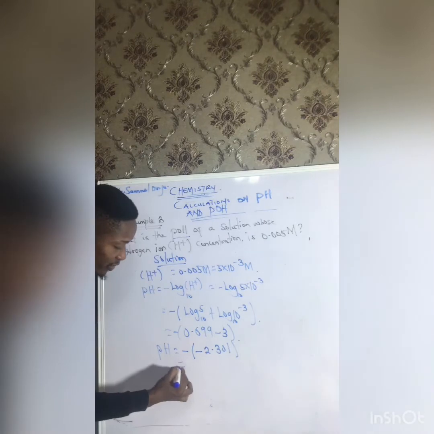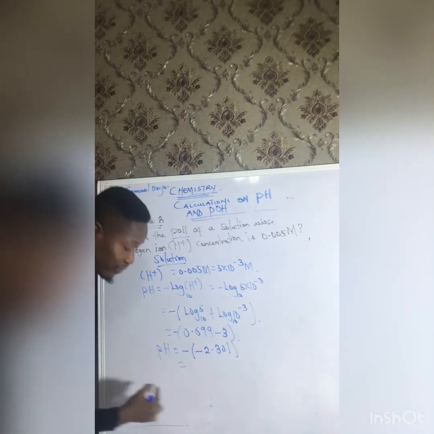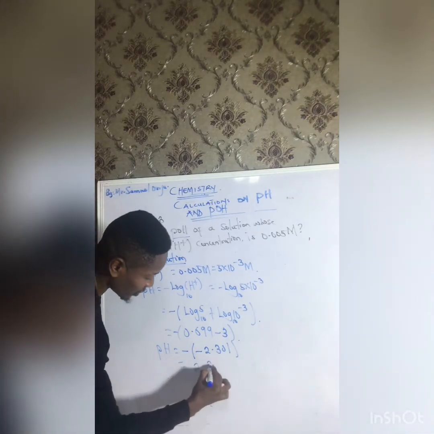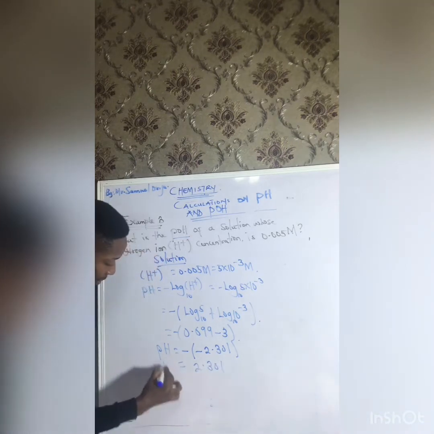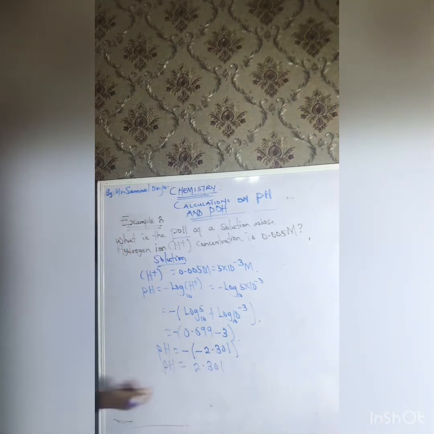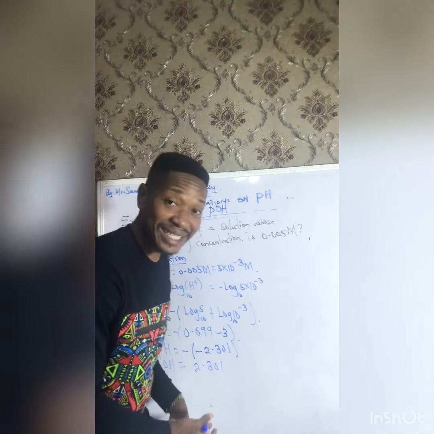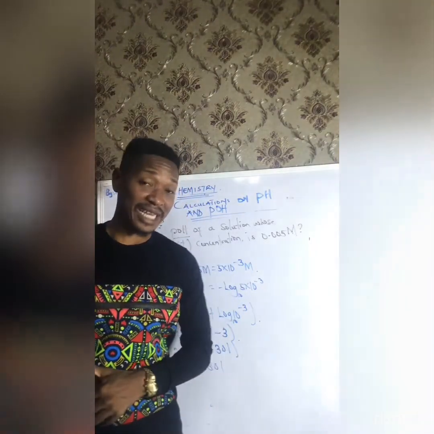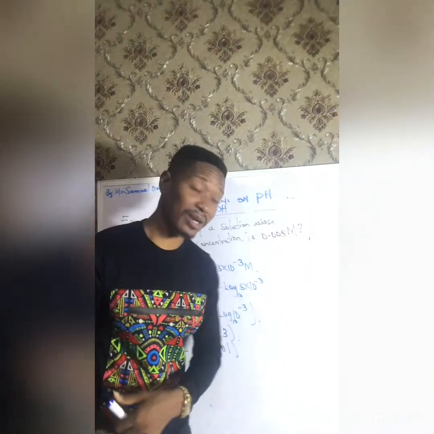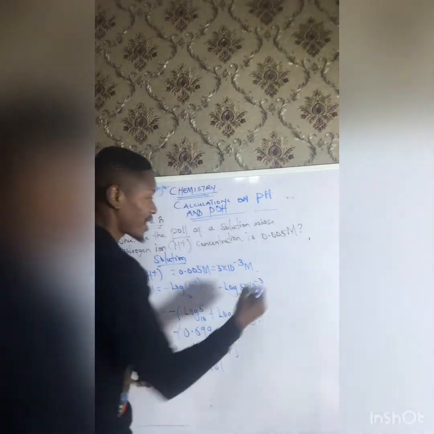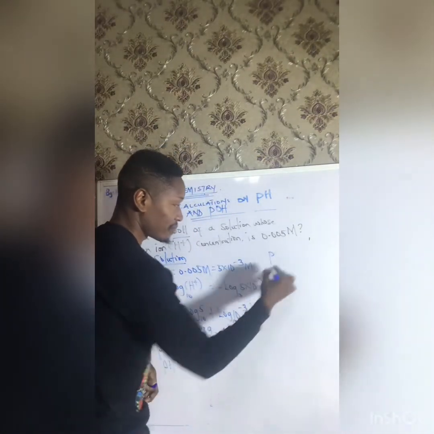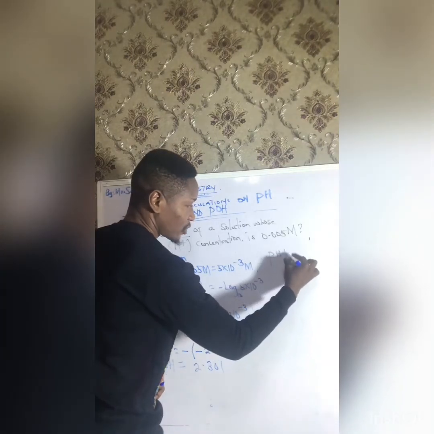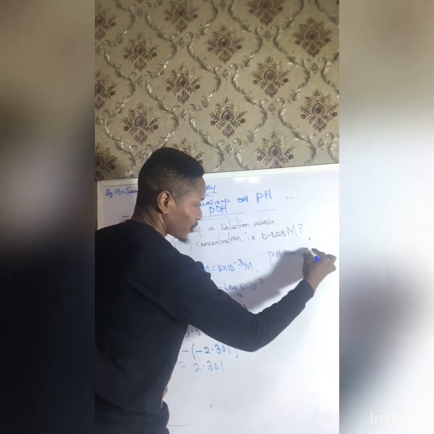So eventually, minus times minus is going to give you plus. So that's going to give you 2.301. So my pH itself is equal to this. If you have gotten this as your pH, remember one of the formulas I provided in some of the previous videos that we uploaded: there's a relationship between pH and pOH. So pH plus pOH is equal to 14.